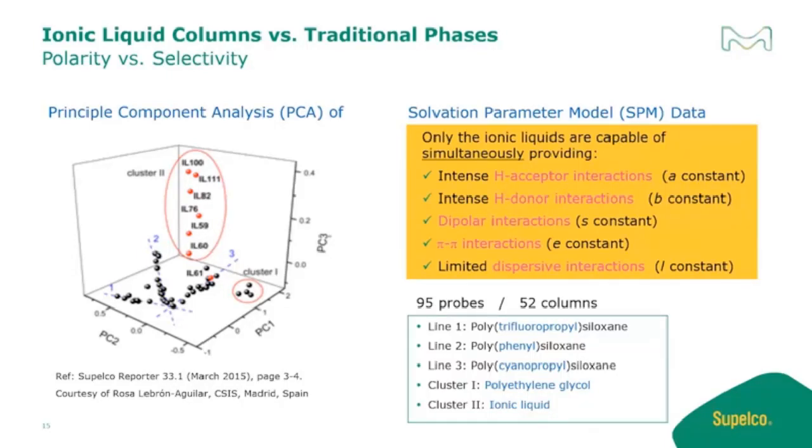Then finally, or not finally, but the next cluster is the polyethylene glycol phases, and you can see they're very unique compared to your traditional phases. So they fall into their own sector on this principal component analysis. And then finally, the ionic liquid phases. Very unique, very different in terms of selectivity compared to traditional phases like siloxane-based phases and polyethylene glycol-based phases.